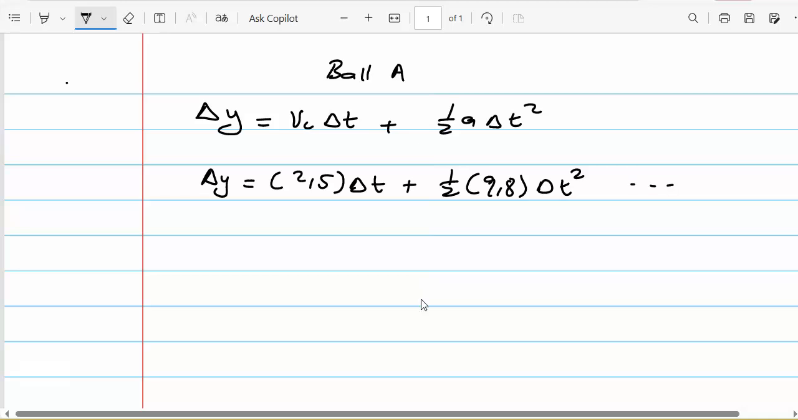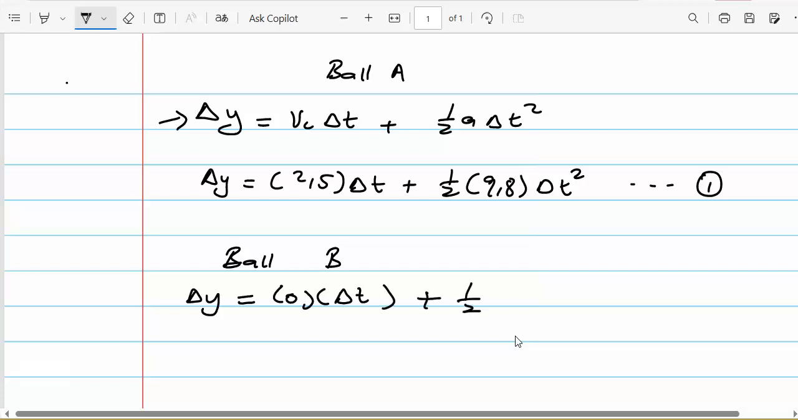Maybe I can call this equation 1. Therefore, I need to move for ball B. So if I move for ball B, I use delta y. It's equal to, let's just substitute. We know that we're going to substitute in that equation. We said the initial is 0, delta t plus 1 over 2a, the acceleration is still 9.8 delta t squared.